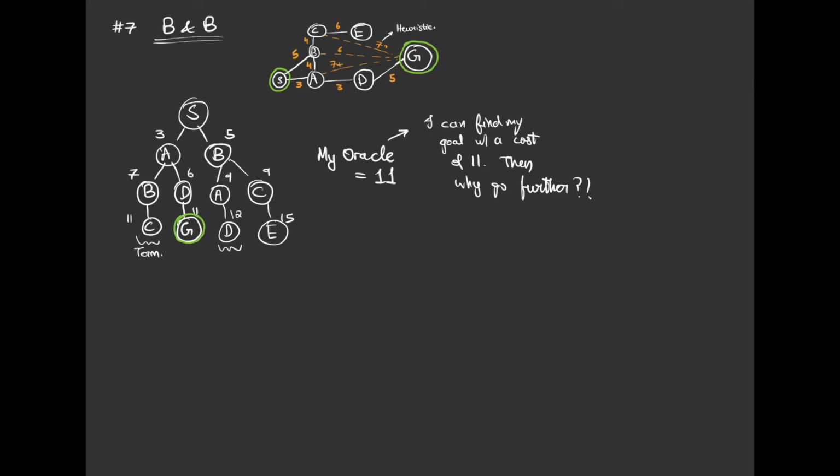Terminate and terminate. And why do we terminate? Because the cost is greater than the oracle. Greater than or equal to the oracle. And you still haven't found the goal, right? So it makes a lot of sense. Now let's move on to our eighth one, which is branch and bound plus extension list.